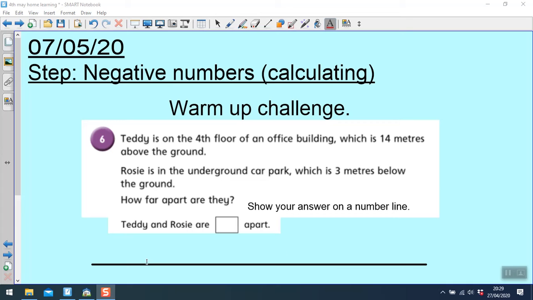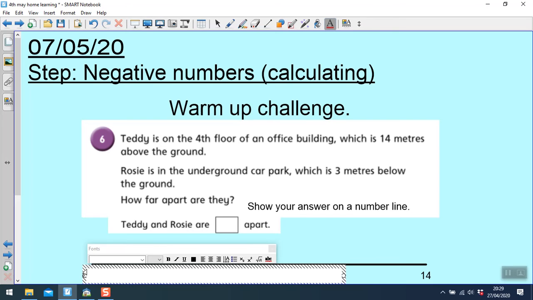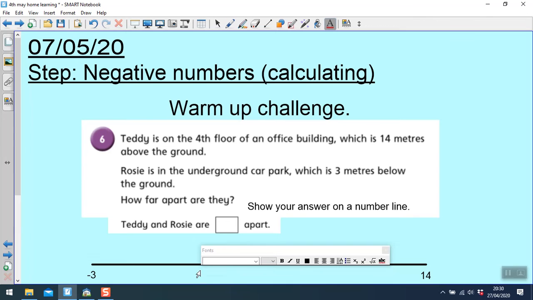Okay, so I've got my number line here and I'm going to label it. So Teddy is on the 4th floor of an office building which is 14 metres above the ground. The relevant information is that he is 14 metres above the ground. Rosie is in the underground car park which is 3 metres below the ground. So I'm going to call that -3. And here, that's ground level, 0.